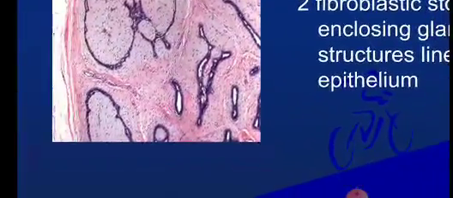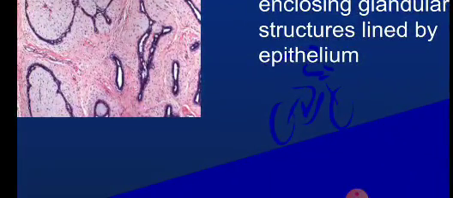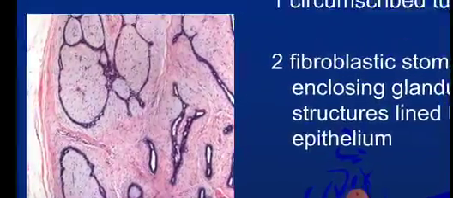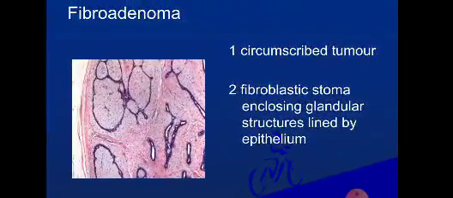And here on the lower corner you can see there are some open ducts surrounded by the loose and then followed by the dense stroma. This is a pericanalicular pattern. So in a single slide you can get both patterns, the intracanalicular pattern and the pericanalicular pattern.